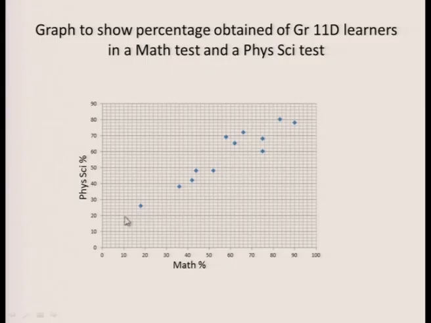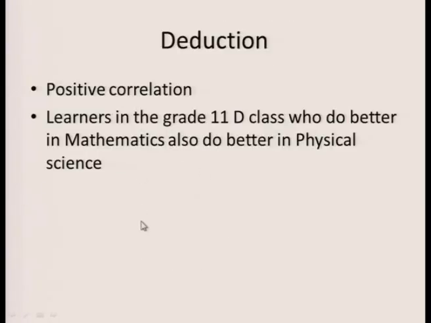And if I then look for a correlation, I can see that in this case, as the math mark goes bigger, the science mark goes bigger. I can deduce at the end of the day that there is a positive correlation, and that the learners in this grade 11D class who do better in mathematics also do better in physical science.